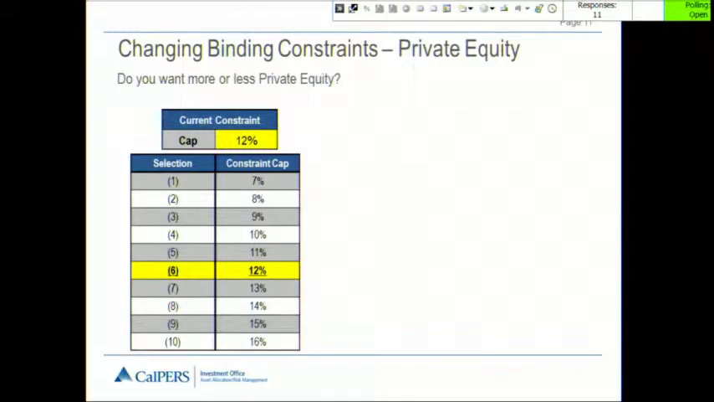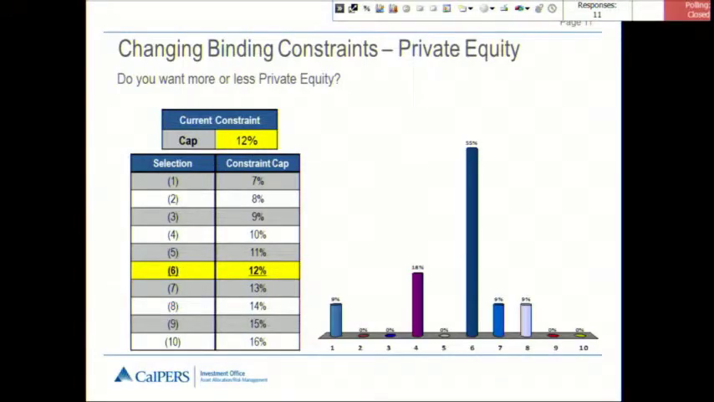Okay, I think we have 11. Okay, so it appears we have a sort of consensus around the constraint where it exists, basically, with a desire to potentially try to bump it up or potentially a desire to move it way back. Would anyone care to speak to the really pushing private equity way back kind of element? All right, that's fine. We don't have to call that out.